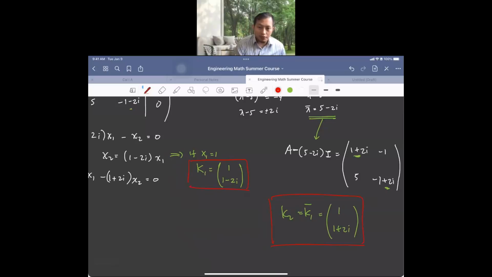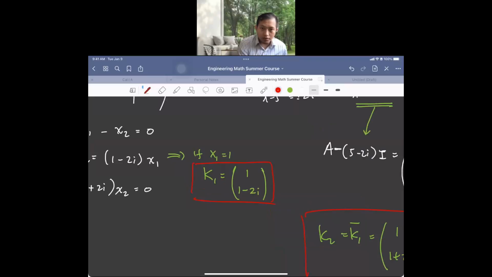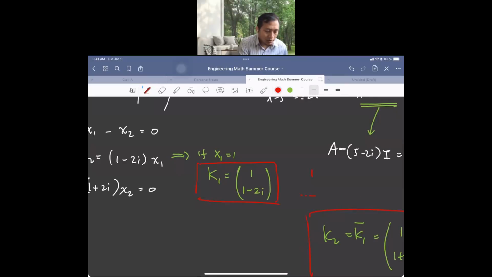Okay, now when we have the complex eigenvalues that have a conjugate, the result for the eigenvectors will also have the conjugate. So if the first one here is 1 minus 2i, then the other eigenvector will also have 1 and something here. The something here that is complex will be the conjugate of the first one.